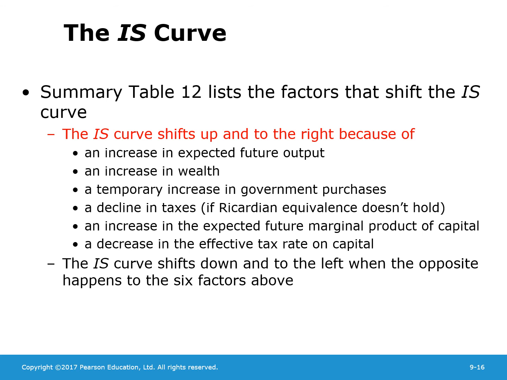The IS curve will shift down and to the left if we have the opposite of these factors. So when there is a decrease in expected future output, a decrease in wealth, a decrease in G, an increase in taxes, a decrease in the marginal product of capital, or an increase in the effective tax rate on capital, we will get the opposite: the IS curve will shift down and to the left, because now the real interest rate that clears the goods market will be lower. In the next slide we will show the summary table.